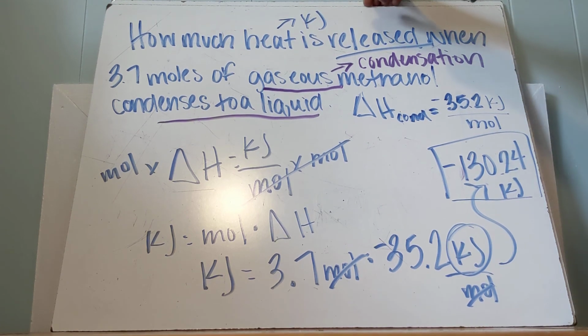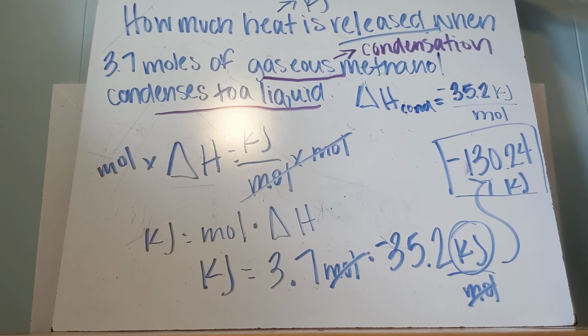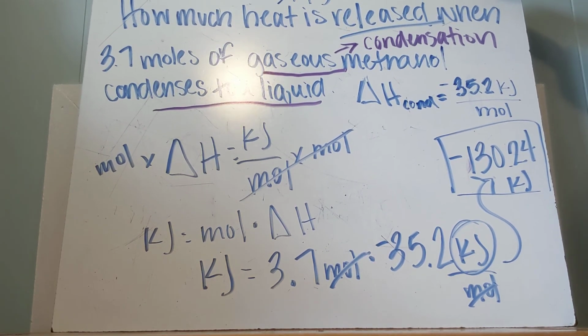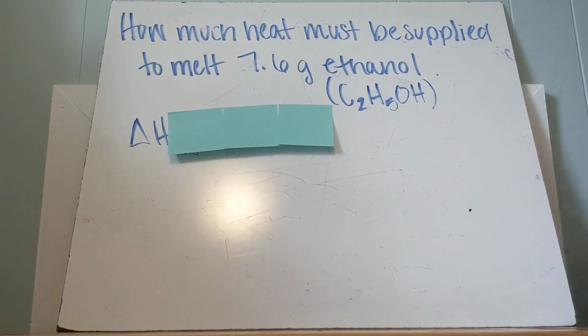Okay, next problem. If you felt pretty confident with this one and you want to move on to the next one, that's totally fine. Check your answer at the end. Okay, next problem. How much heat, again, must be supplied to melt 7.6 grams of ethanol? I gave you the formula for ethanol.